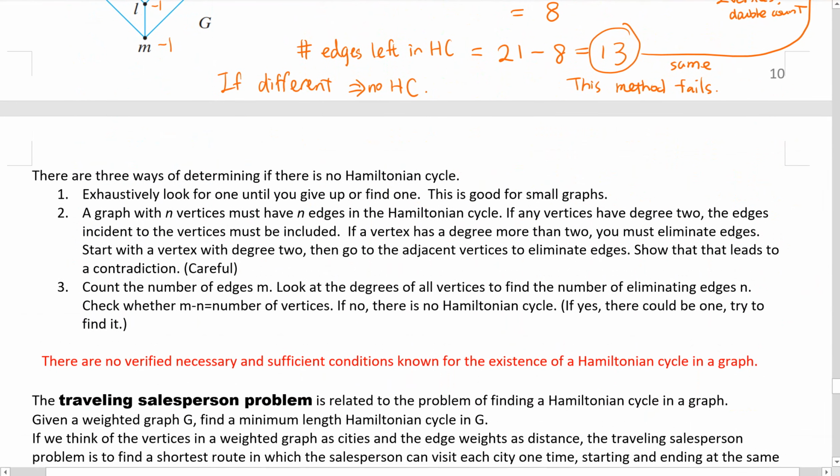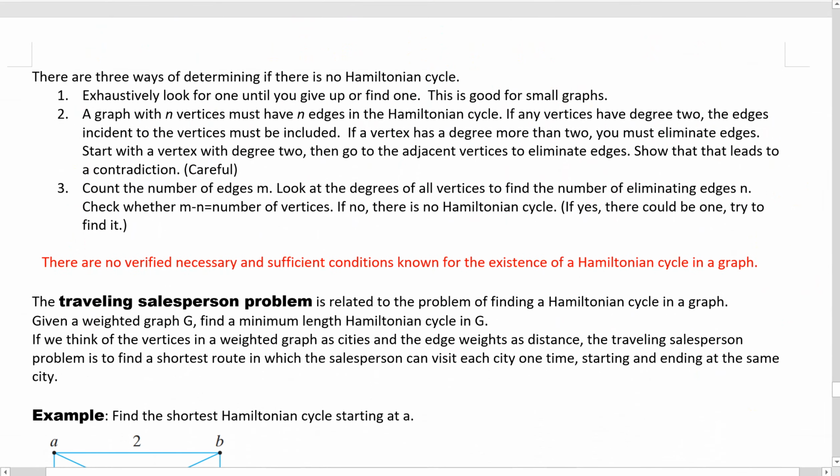So let's make some summary. There are ways of determining if there is no Hamiltonian cycle. First, exhaustively look for one until you give up or find one. And this is good for small graphs. And the next, a graph with n vertices must have n edges in the Hamiltonian cycles.